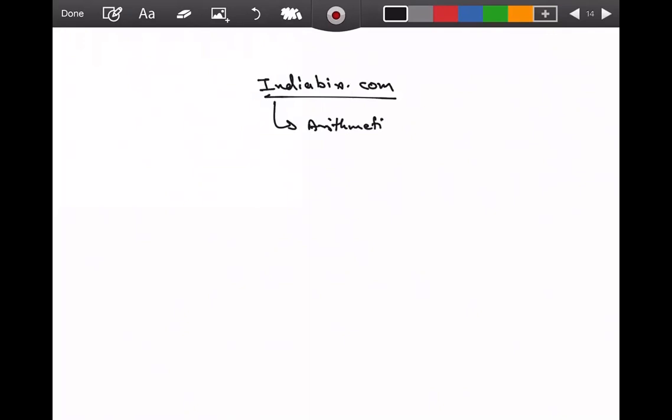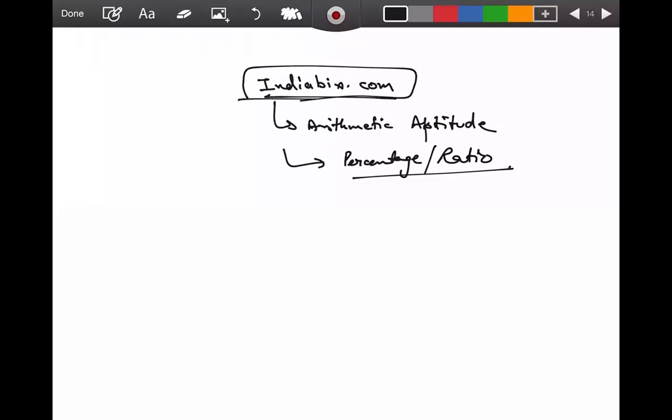ये RS अग्रवाल को यूज करते हैं. अरिथमेटिक एप्टीट्यूड, in this you will find chapters. So for now you can start with percentage or ratio. सर फ्रॉम RS अगर RS अग्रवाल है आपके पास quantitative aptitude, then you can use that also. Otherwise just use this website. So under arithmetic you can find this. So tomorrow we'll start a new chapter.